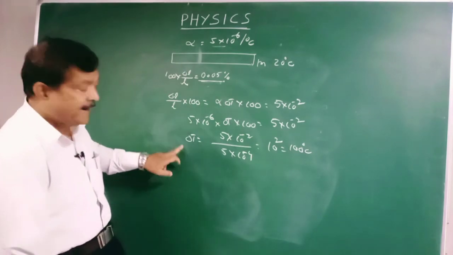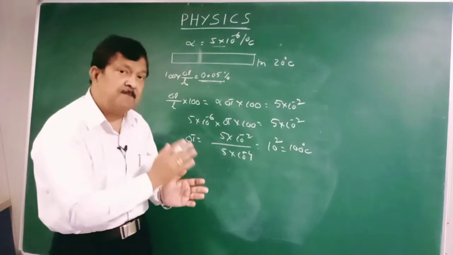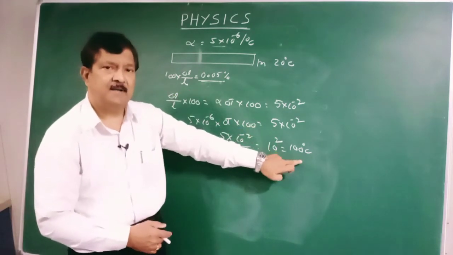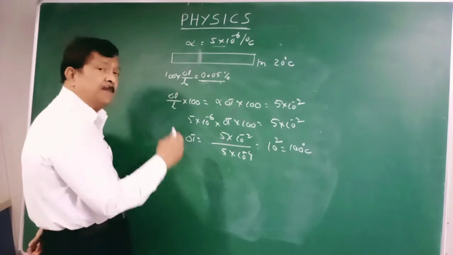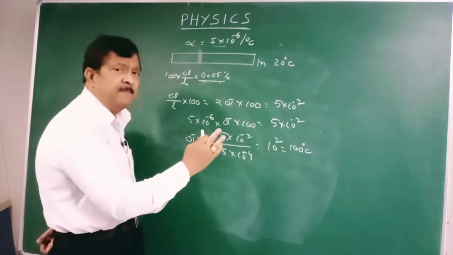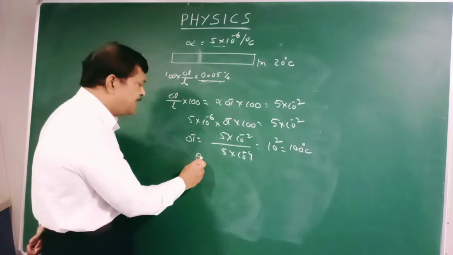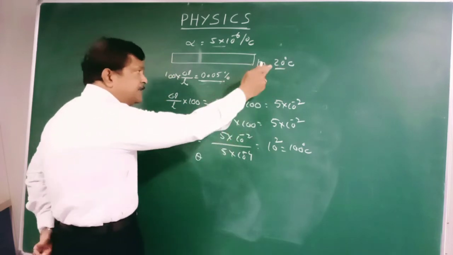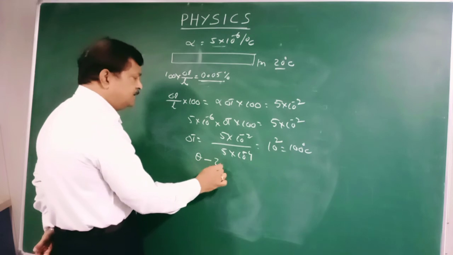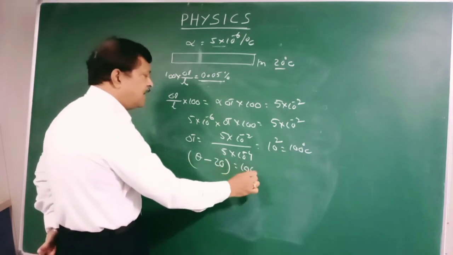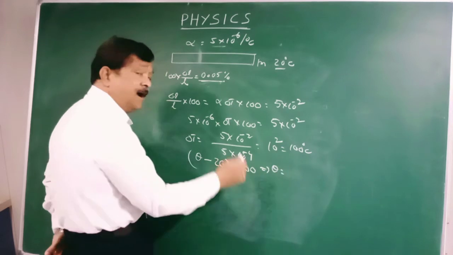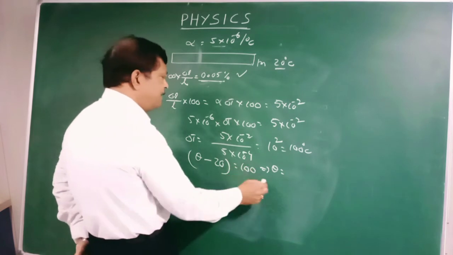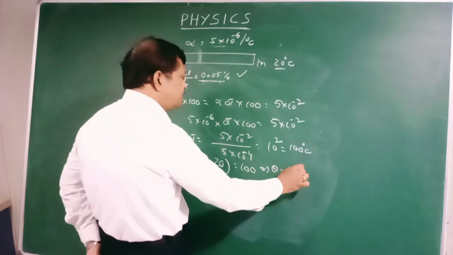But remember, delta T, the change in temperature, is the maximum possible value so that the error will not exceed this limit, and it is 100 degrees centigrade. But I want the temperature. Suppose you can use the scale up to a high temperature, let us say theta. Theta is the highest temperature, but it shows the correct length at 20 degrees centigrade. So with respect to this 20, the change theta minus 20 must be equal to 100. That means the final temperature up to which you can use the scale is 100, and 20 will come to the other side, so it is 120 degrees centigrade.